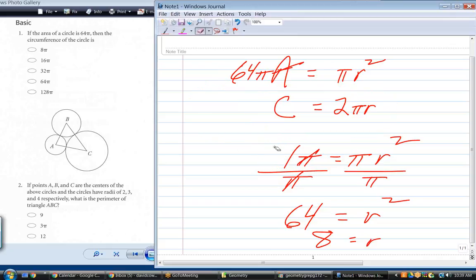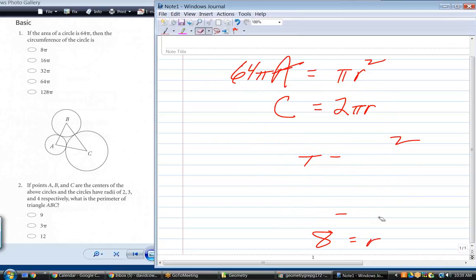Let's erase all of this. We know r is 8. What is the circumference? So C is equal to 2 times pi times 8. 2 pi 8. Combine. So 16 pi. In other words, always combine numbers when you can.